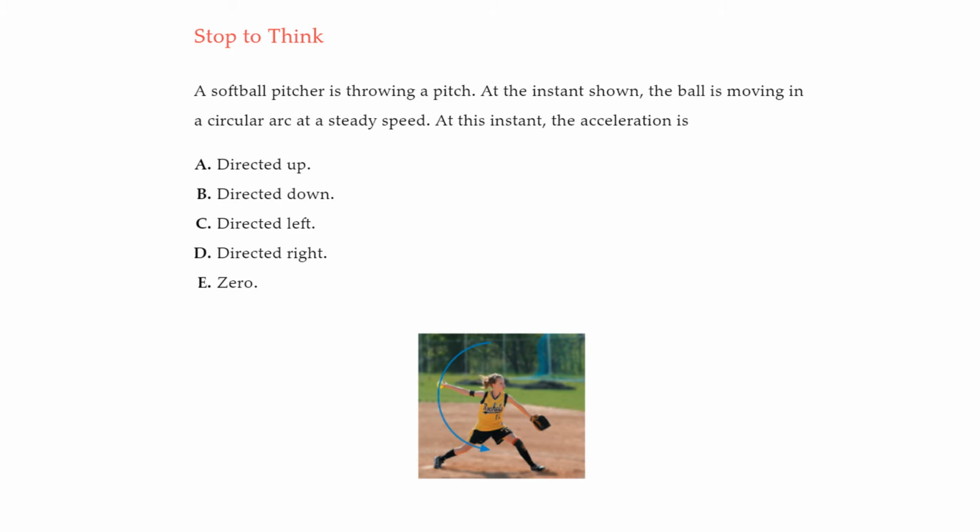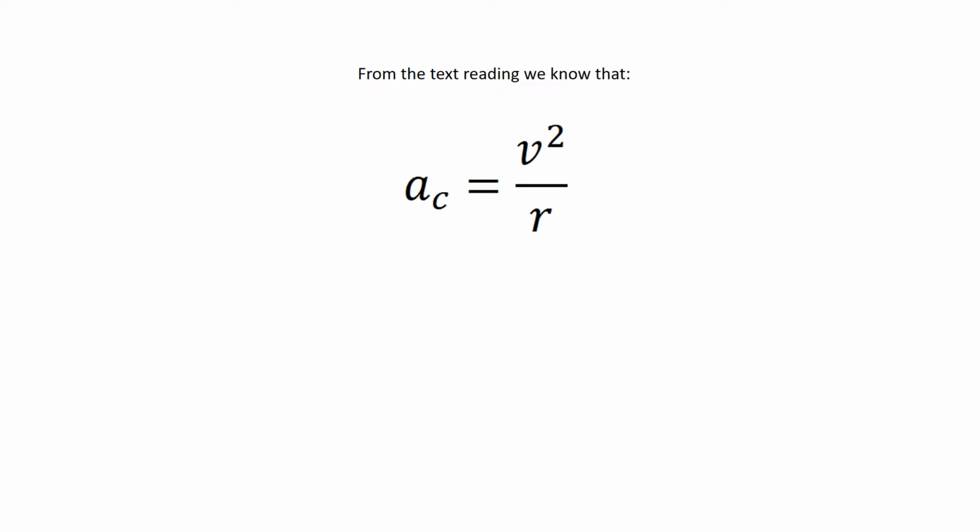So if you look at this picture, it doesn't matter where it's frozen. Acceleration is always directed at the center of the circle. So the acceleration is directed right at that picture's heart, right at the center of the circle. That's always where acceleration is directed with circular motion.